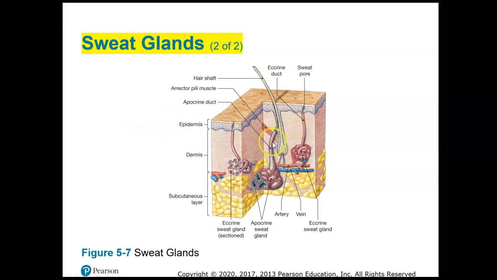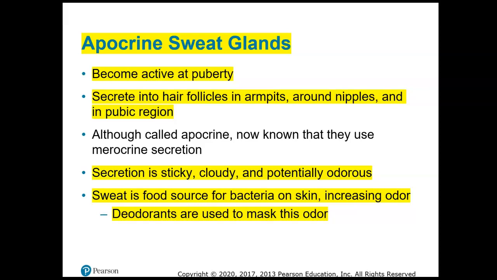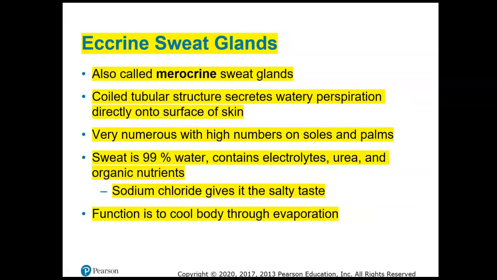So an apocrine sweat gland is going to be attached to a hair follicle as well. Eccrine is not. You're going to find apocrine sweat glands concentrated in the armpits, around the nipples, and in the pubic region. And that apocrine sweat is a food source for bacteria, so sometimes the bacteria growing causes odor, and that's what the deodorants are for.